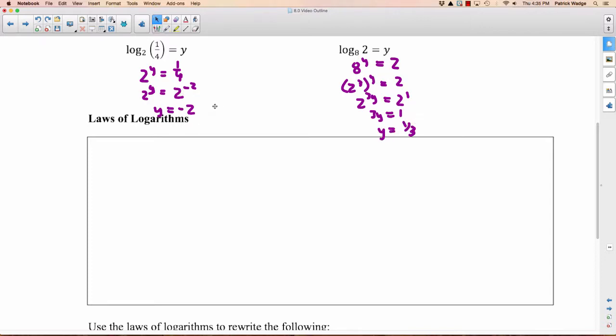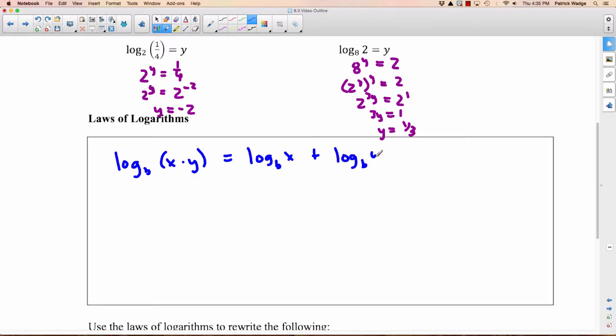Okay, here are some laws of logarithms that you learned before. The base b logarithm of x times y. What's that equal? It equals the base b logarithm of x plus the base b logarithm of y. This is one of the most useful things about logarithms, if you don't have a calculator, is that you can turn multiplication questions into addition questions.